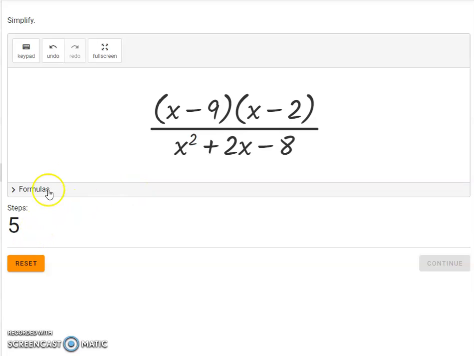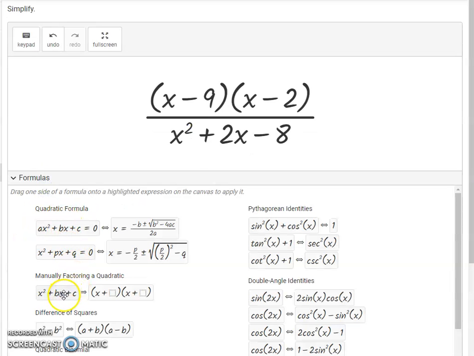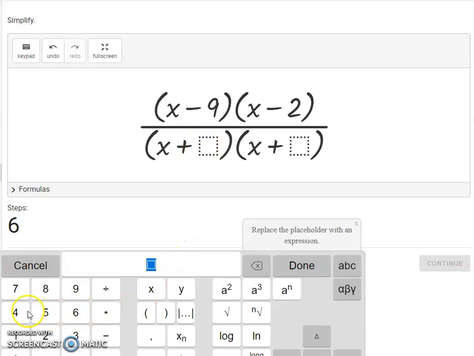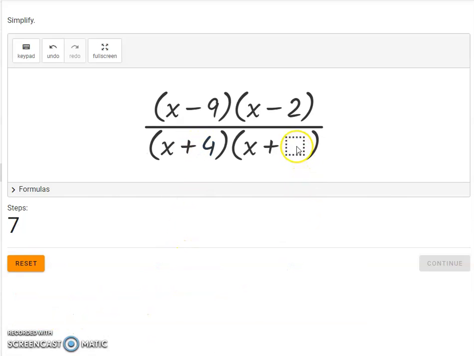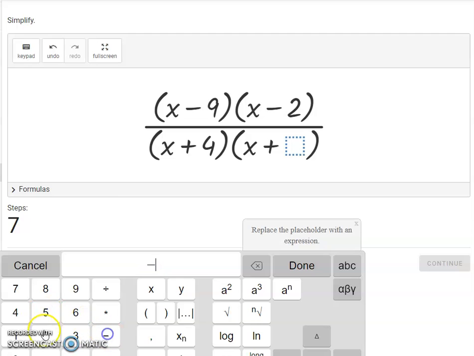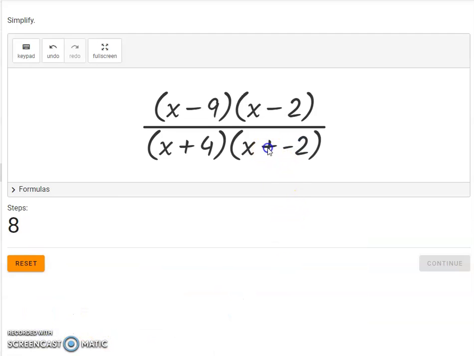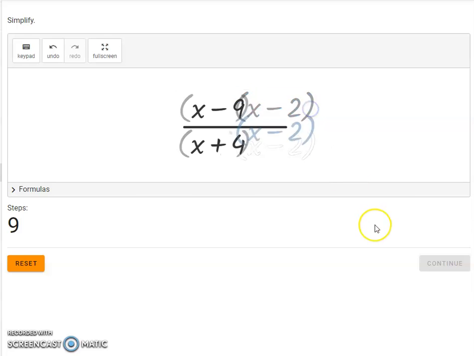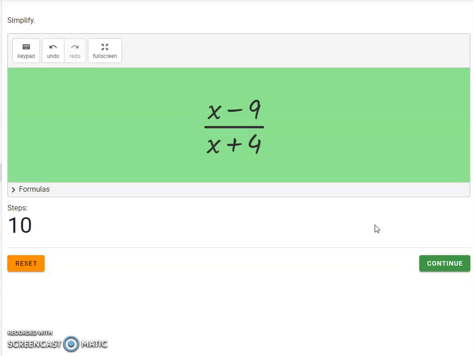For the denominator, if I factor it, I get v plus 4 and v minus 2. So if I put x is not v, x is, so x minus 2 over x minus 2, and the final answer is x plus 9 over x plus 4.